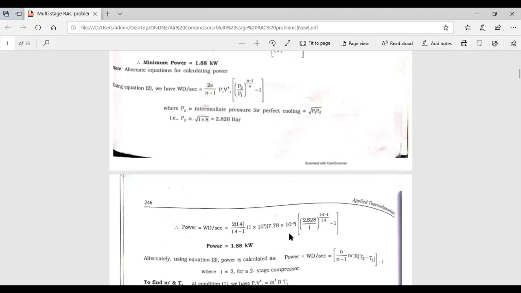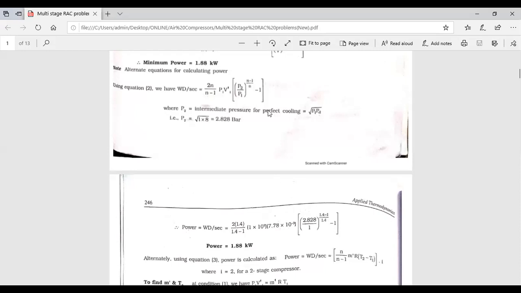Remember, they gave liters per minute. We converted to meter cube per minute first by dividing by 1000, and then divided by 60. That gives the value of V1. Always remember to express this in terms of meter cube per second, because the power is going to be expressed in kilowatts, that is joules per second. That's why you convert to meter cube per second. And P2 is what we calculated as 2.828 bar, divided by P1, which is 1 bar.